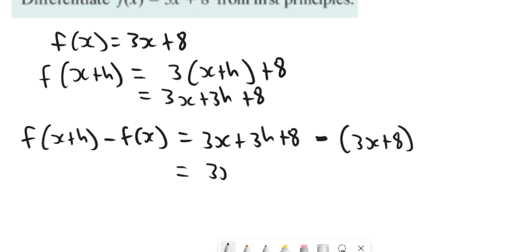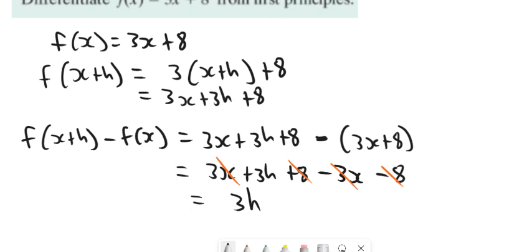Next line, 3x + 3h + 8 minus 3x minus 8. So you'll see that the x's will cancel, which makes it nice straight away, and the 8's cancel. So this is actually a very simple one. They won't all be this easy. So that equals 3h.